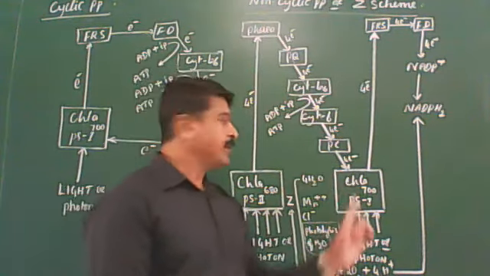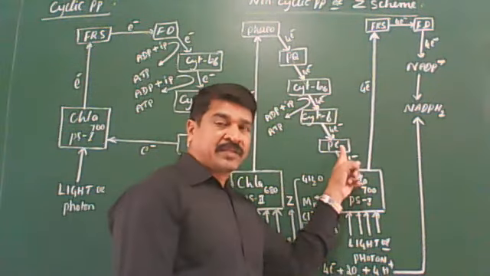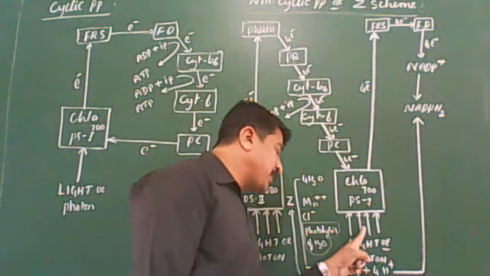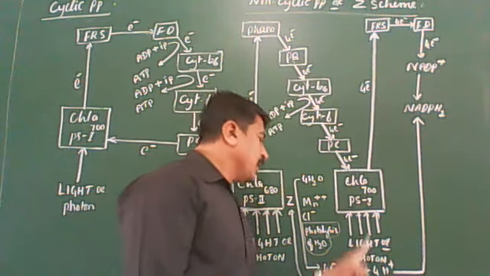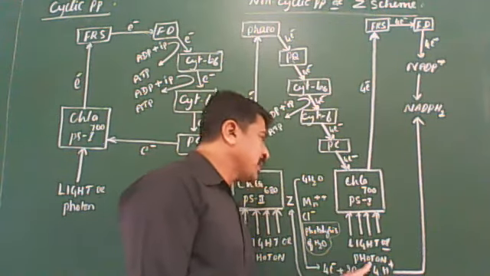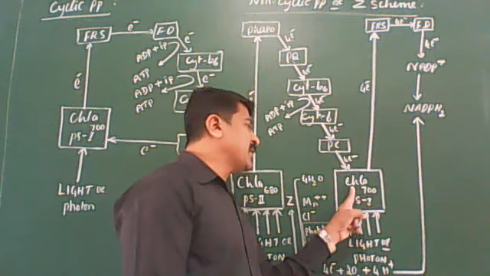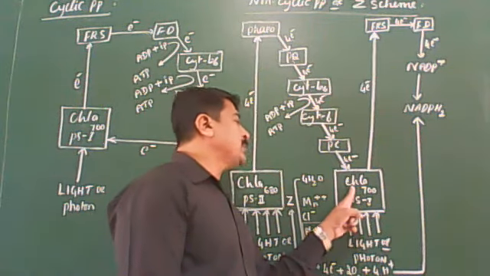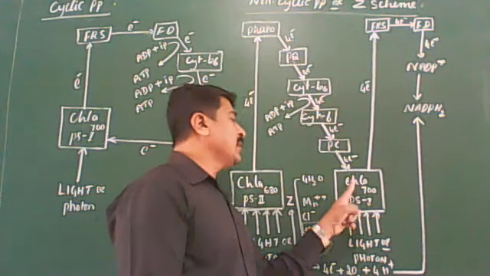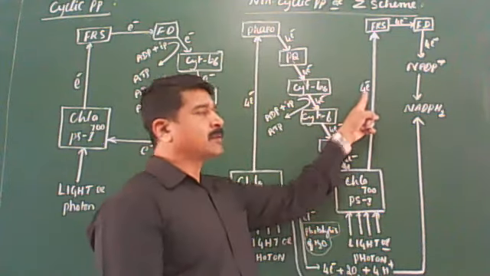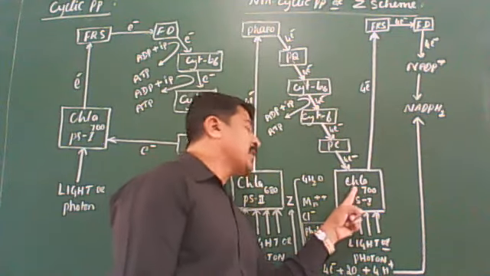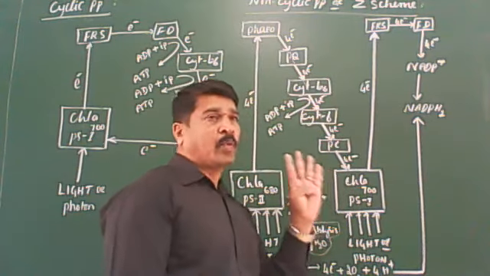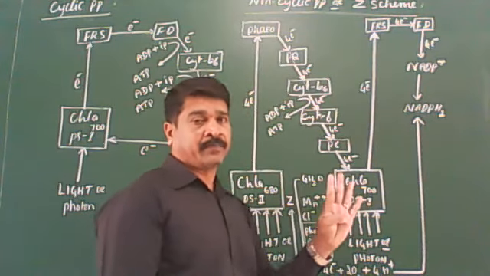I'll repeat once again. By the time the electrons reach the plastocyanin, the accessory photosynthetic pigments of PS1 absorb light or photon, transfer to the reaction center containing chlorophyll A700. As a result, it becomes excited and ejects energy-rich electrons. With the loss of electrons, it becomes oxidized and develops an electron gap or hole in its reaction center.